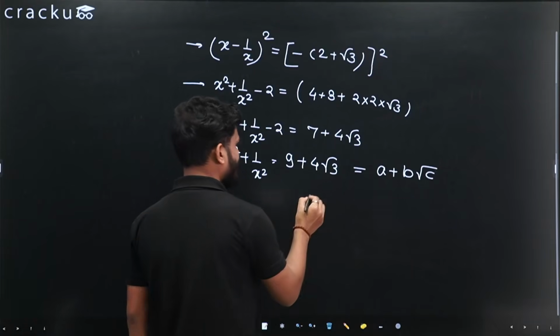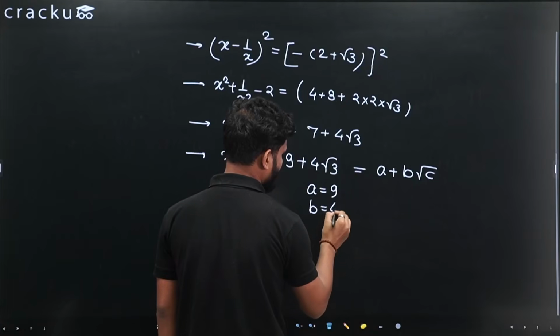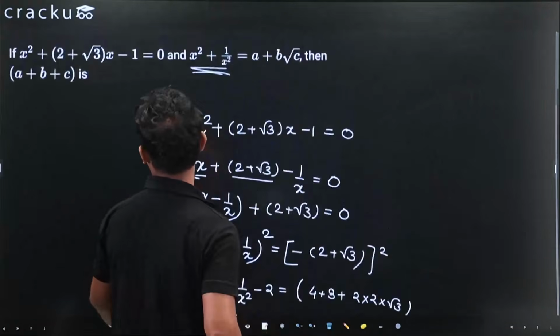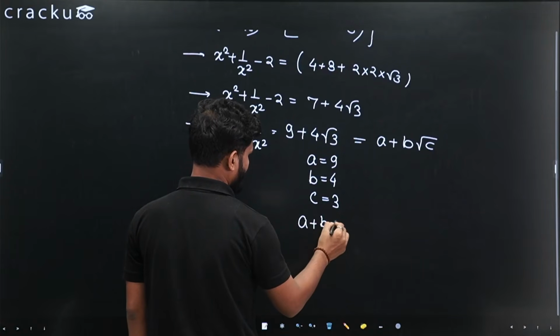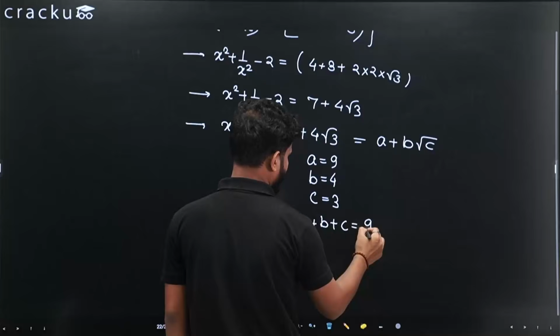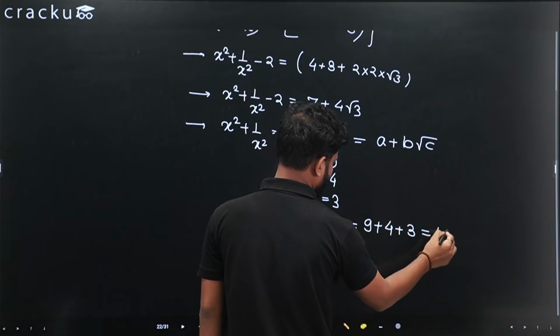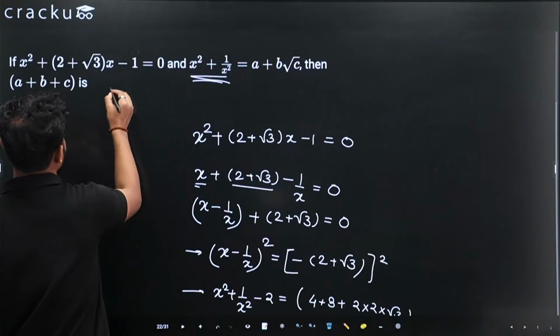So what is a here? a here is 9. What is b here? b here is 4. What is c here? c here is 3. What you need to find is a plus b plus c. So a plus b plus c will be 9 plus 4 plus 3, which is 16. The answer to this question will be 16.